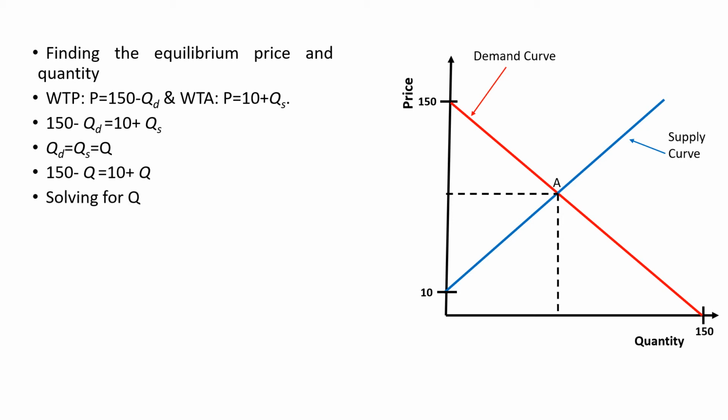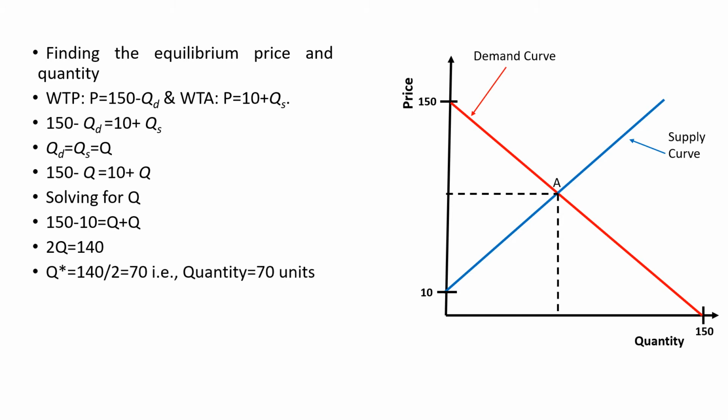Solving for Q requires us to just take like terms to the same side, and what we end up having is 2Q is equal to 140, and solving for Q there gives us an equilibrium quantity of 70 units, and that is shown on the graph. How do we find the equilibrium price?